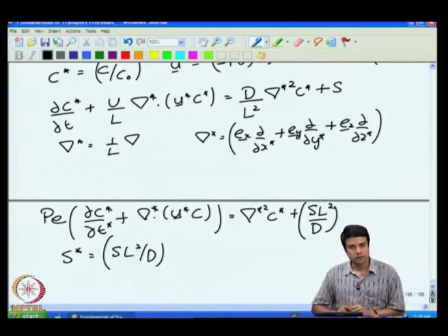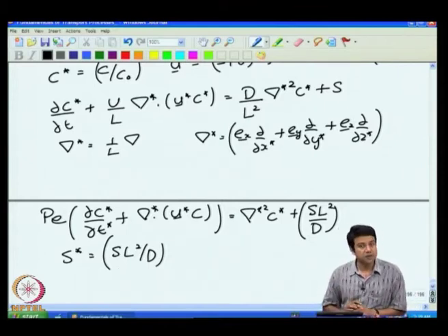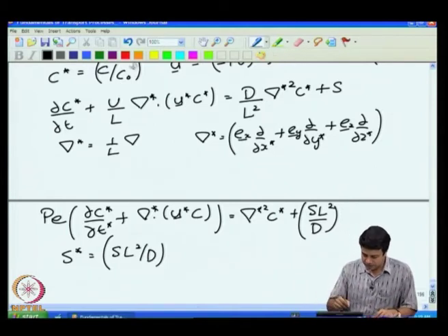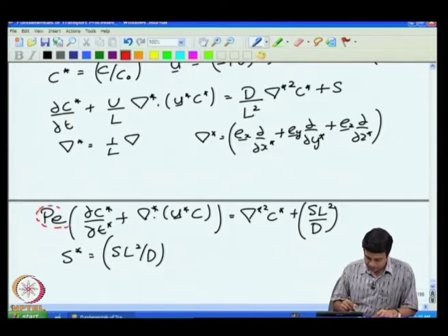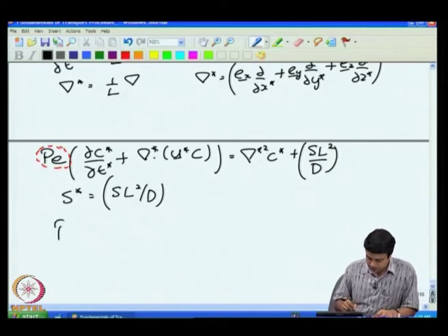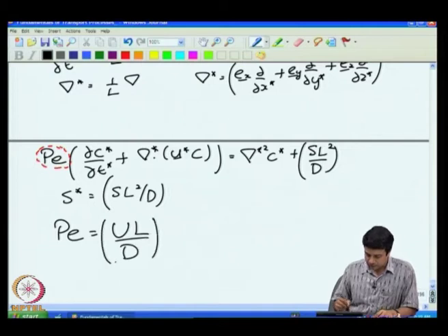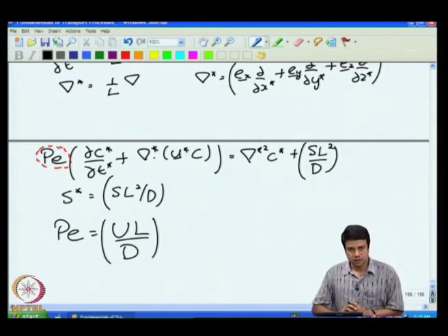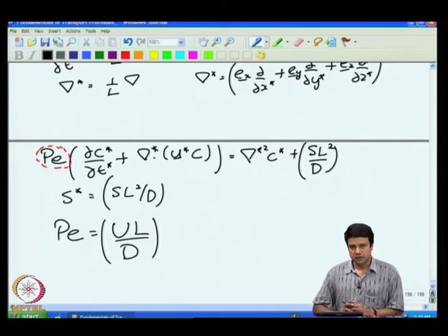So, I have a dimensionless equation now, in which the left hand side has this dimensionless number, where this dimensionless number Pe is equal to U L by D. So, this is the ratio of convection and diffusion in this equation. When this number is small, then convective effects are small and the system is diffusion dominated.